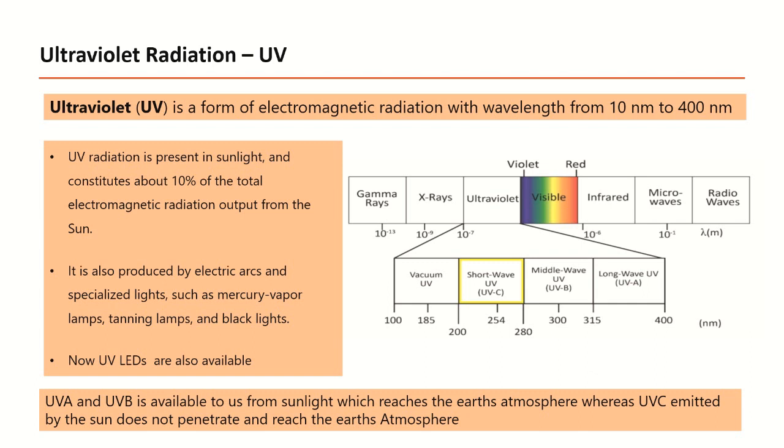The electromagnetic radiation of the ultraviolet spectrum is further divided into three major parts: the short wave, middle wave, and long wave, which we will be discussing in detail a bit shortly. Of the three wavelengths, UVA and UVB do reach the Earth's atmosphere, whereas UVC is completely eliminated as it does not penetrate the Earth's atmosphere and reach the Earth's surface.